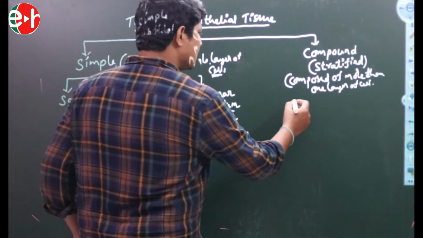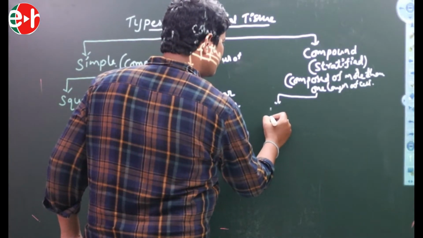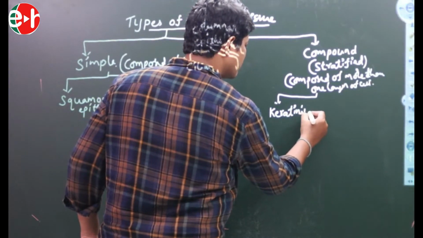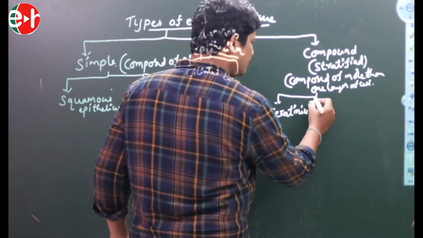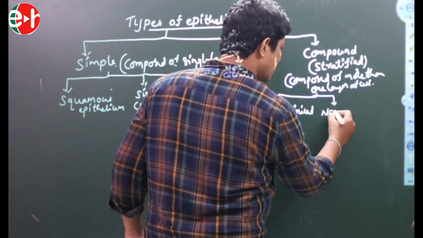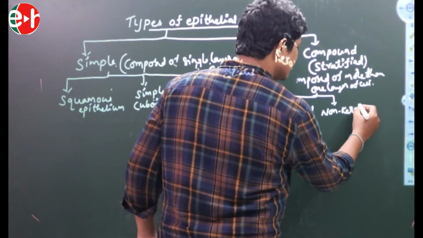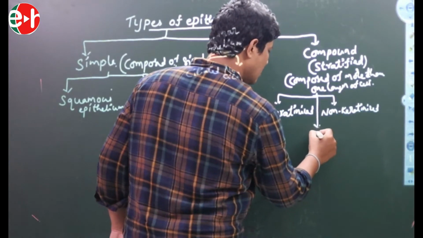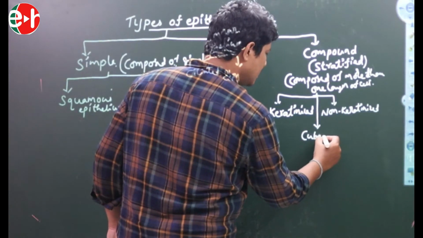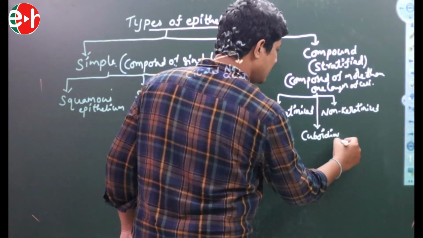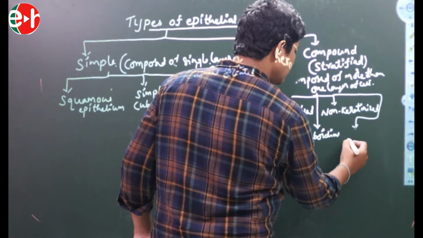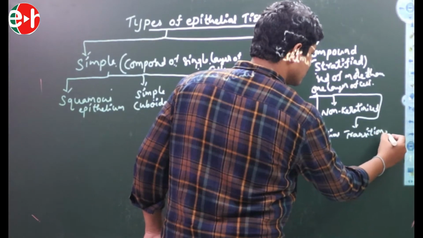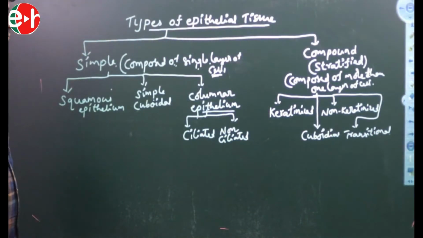Now the compound epithelium is segregated into four types. One is keratinized stratified epithelium, and the second one is non-keratinized stratified epithelium. The third one is cuboidal epithelium, and the last one is transitional epithelium. These are the types of the epithelium.